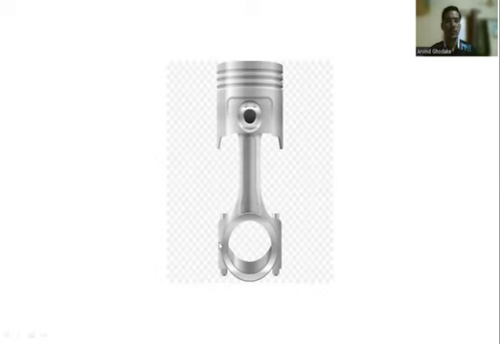This is also the assembly of the connecting rod and piston. This portion is called the connecting rod and the component above is called the piston. The small end is connected with the piston with the help of this pin. The gudgeon pin is inserted here and the piston is connected with the small end of the connecting rod, and the big end is mounted on the crankshaft.